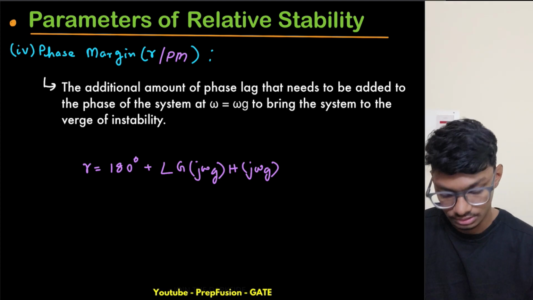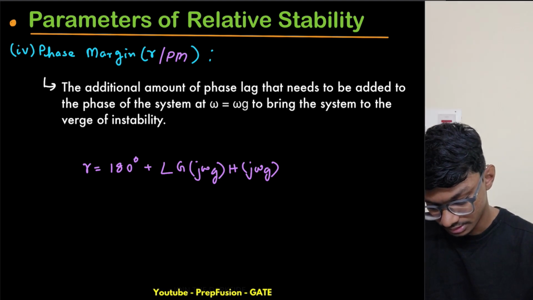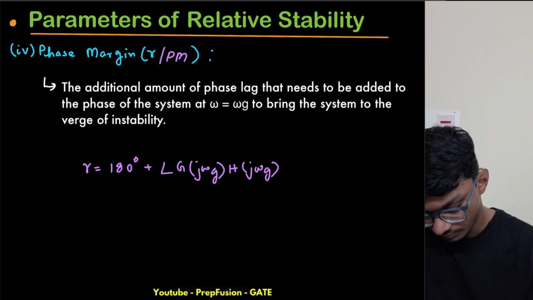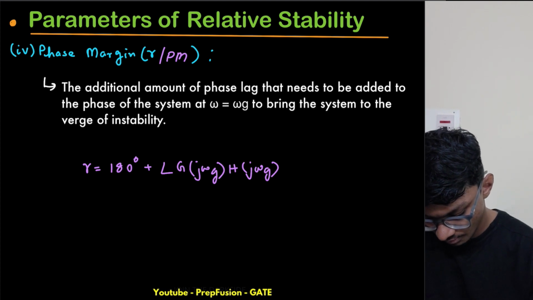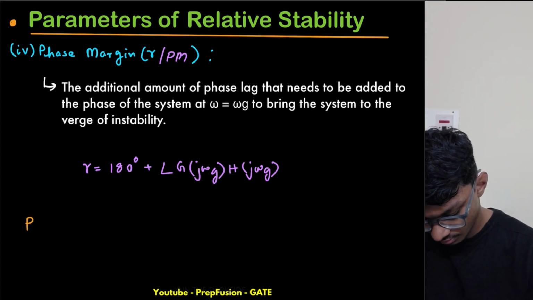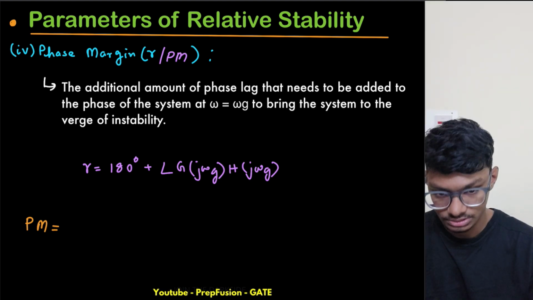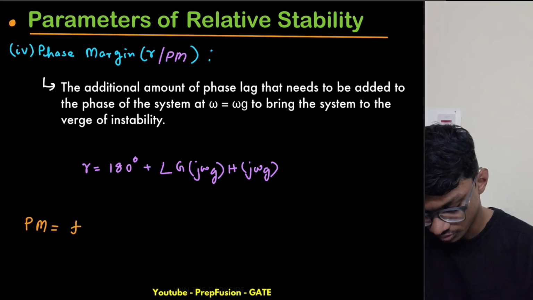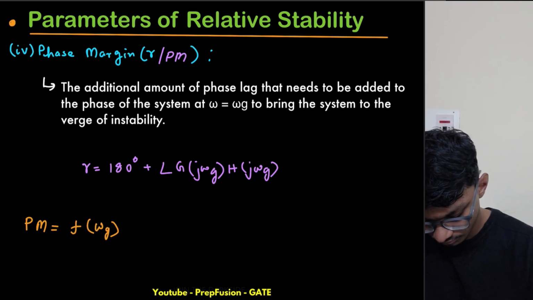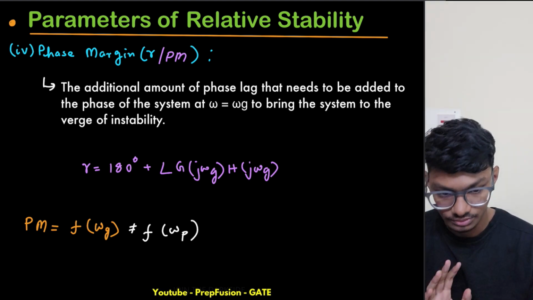Now again, you should be very careful that your phase margin should basically be a function of omega g and not omega p. Okay, not phase crossover frequency. Okay, so this one is this one.